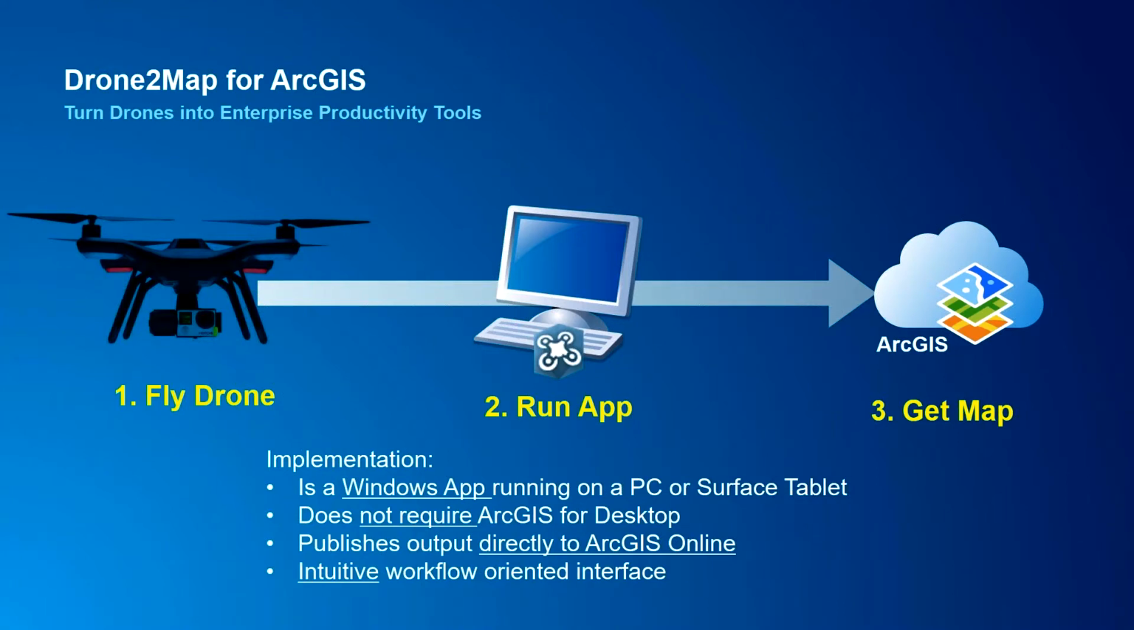The basic workflow is you fly your drone, you run the Drone2Map app on your computer, and then you get the results, and the results are written to disk. You can also publish those results into your WebGIS and share them. It doesn't require any other software. It's sort of standalone, and it just publishes out either to ArcGIS Online or Portal.